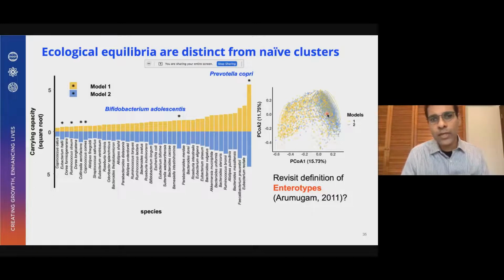But what we are showing here is that our models, the blue and the yellow models, they don't actually cluster in these PCA representations. They are actually capturing something else that's not captured by these original clusters, suggesting that there's some other biology there, something about ecological interactions that remains to be explored. So we think this can be another organizing principle when we start studying these sort of ecological models and how they are perturbed.